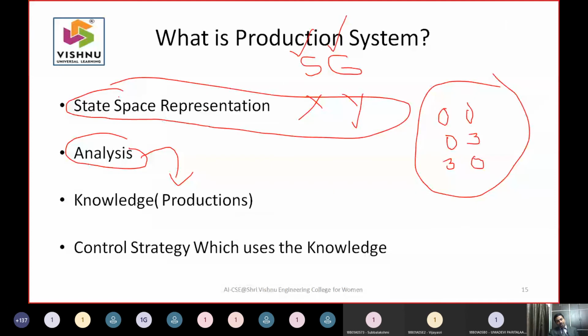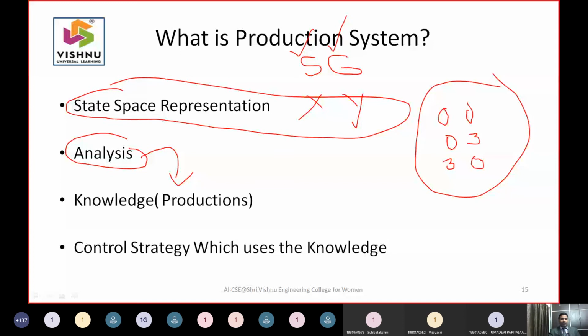Once the productions are ready, you need to find a control strategy. You need to move from one state to another state. What type of algorithm do you want to use, whether it is BFS or DFS or A star algorithm, whatever algorithm you use, there is a movement from one state to another state. And that movement is governed by the knowledge that you have developed. That is how your control strategy will use this knowledge from one state to another state.